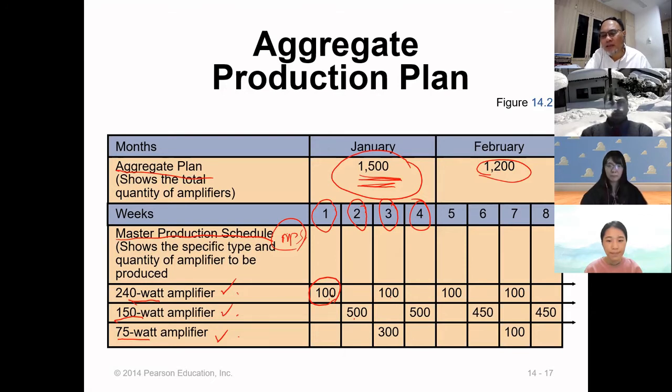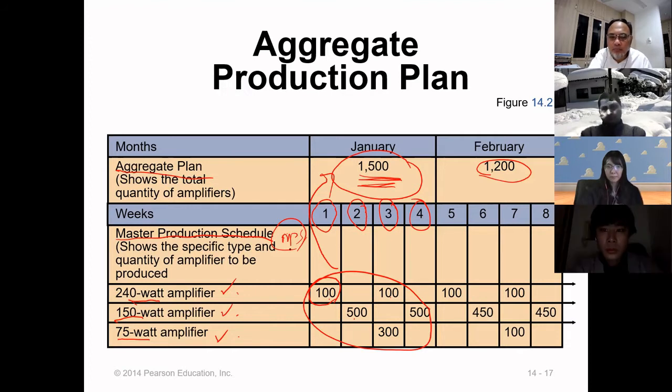So we plan to produce 100 of the 240 watt amplifier in week 1, 500 units of the 150 watt amplifier in week 2, and week 3, 100 of this and 300 of this, and week 4, 500 of this. If you calculate, the total is 100 plus 500, 600, 700, 1,000, 1,500. So this is for January, and for February. This is what we call MPS. So our job now, from MPS, is to generate MRP.